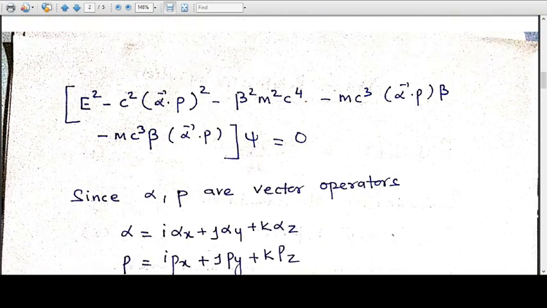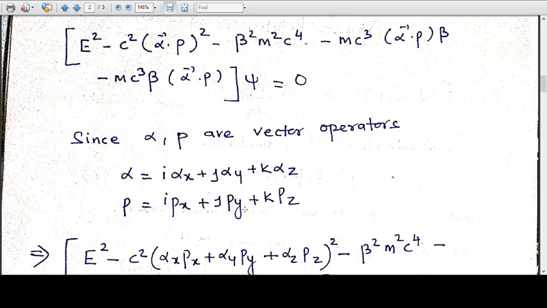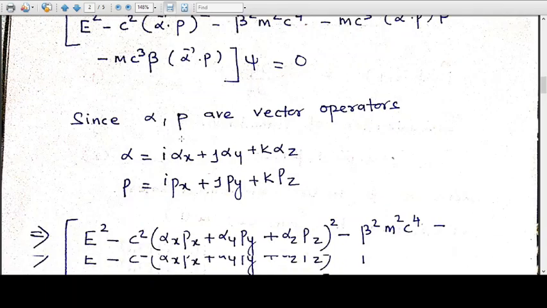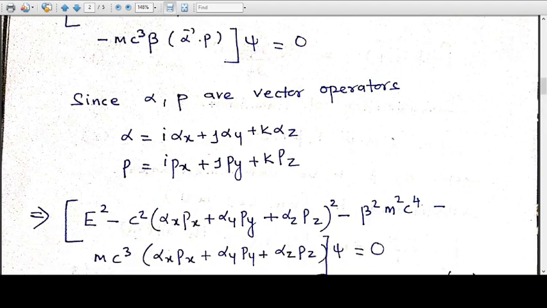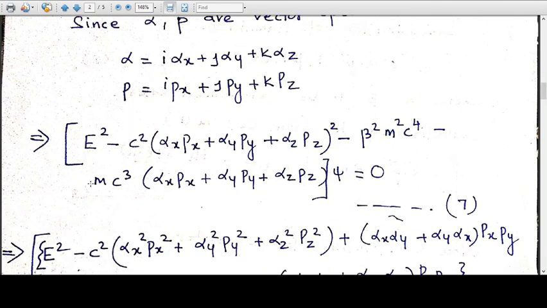Now look at this. We have said these are all vector operators. So instead of alpha we will put i alpha x plus j alpha y plus k alpha z, and P as i px plus j py plus k pz. When you substitute here you will get this expression as alpha x px plus alpha y py plus alpha z pz, and then here also alpha x px plus alpha y py plus alpha z pz, psi is equal to 0.